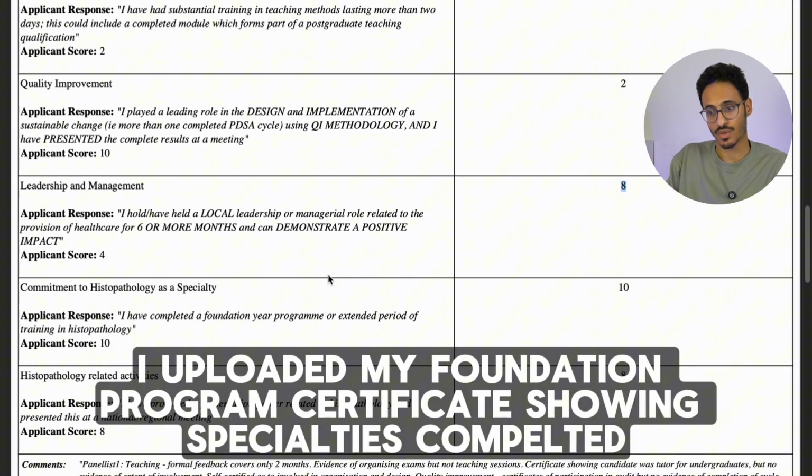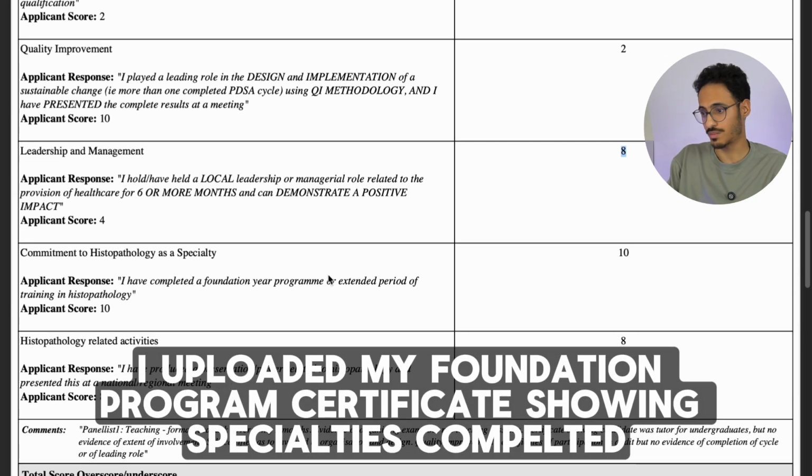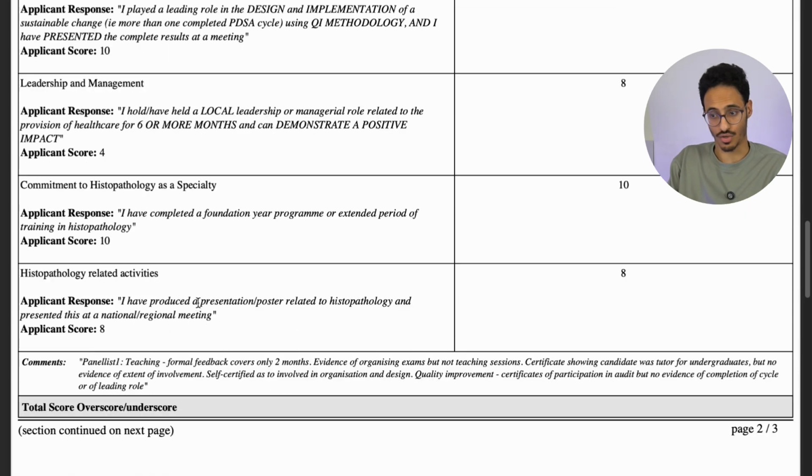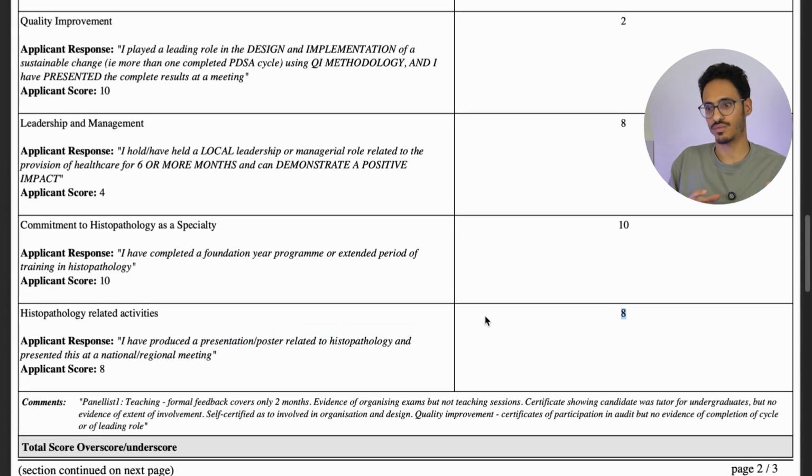Now, commitment to histopathology, as I said, I have done foundation year program training and got 10 points. For histopathology related activities, I've done an audit and then presented it and I got an 8. As you can see, most of my scores came from activities that required very little time, like doing an audit and doing a foundation program, or a taster week. They don't take a lot of time, but they give you a lot of points in your self-assessment score.